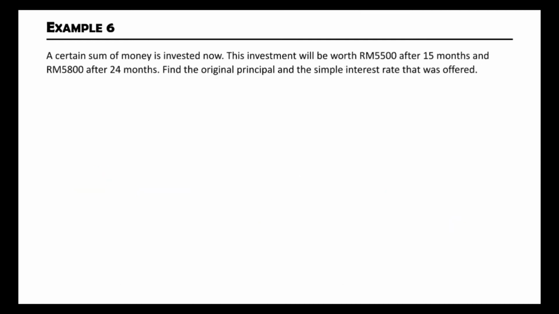Example 6. A certain sum of money is invested now. This investment will be worth 5,500 after 15 months and 5,800 after 24 months. Find the original principal and the simple interest rate that was offered. So look at the timeline. The original principal will be put in here, P, which we do not know. Now means 0. And then this investment will be worth 5,500.